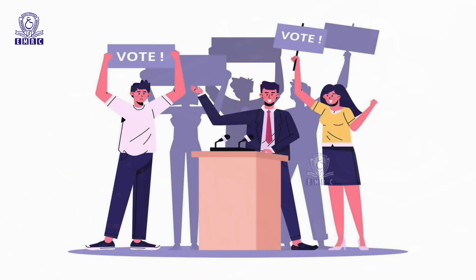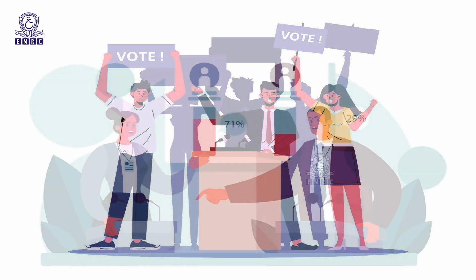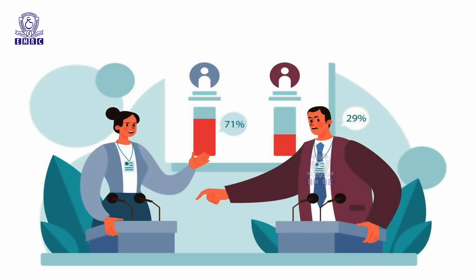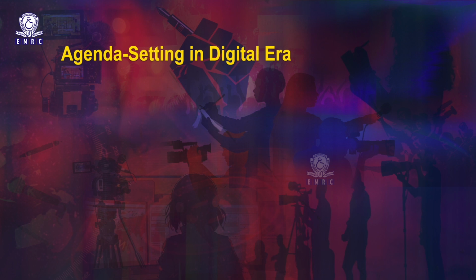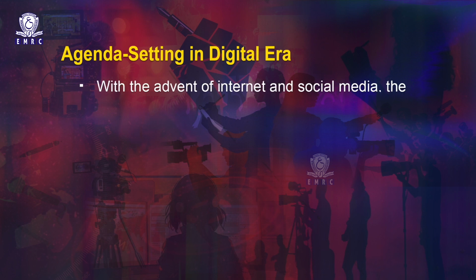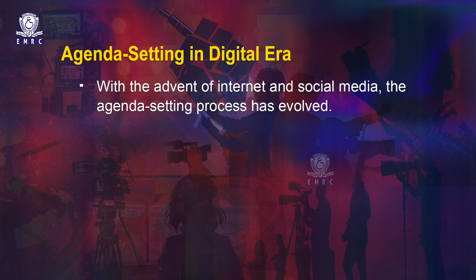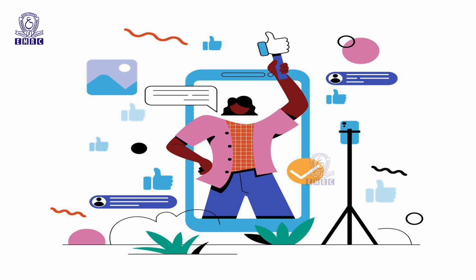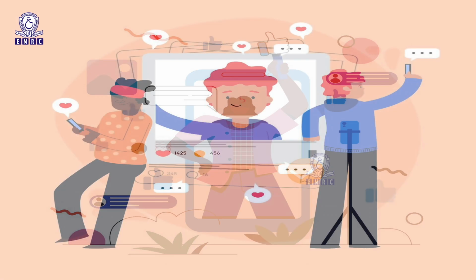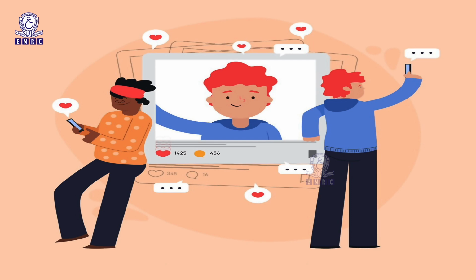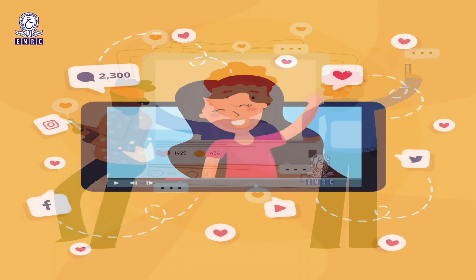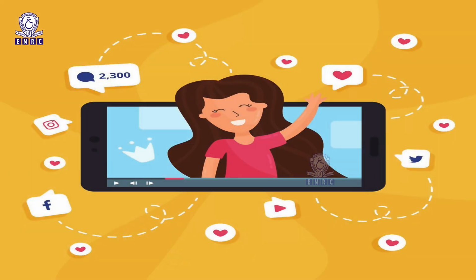As the media emphasizes certain issues, these issues gain prominence in the public's perception, influencing their opinions and attitudes. Political agenda setting. Agenda setting is particularly relevant in the political realm. Media coverage can influence which political issues gain attention during elections, shaping public discourse and impacting voters' decisions.